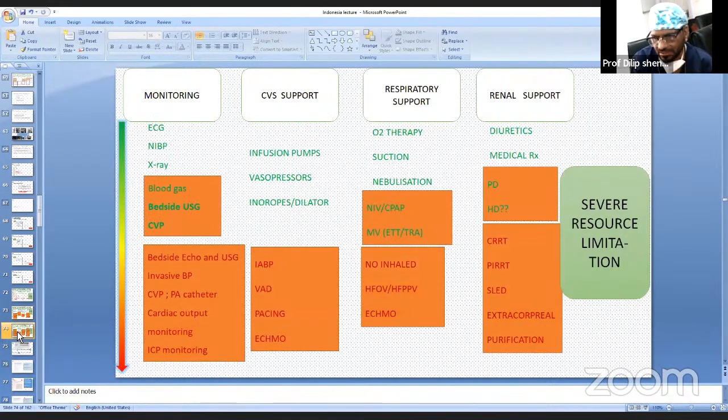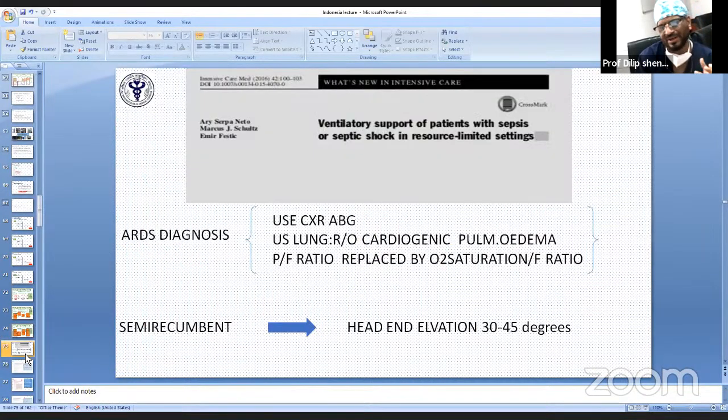Serious resource limitation, as I showed in the earlier slide. Whatever is in red, it may not be available here. For renal support, you may have to depend on peritoneal dialysis, and for respiratory therapy, you may not have access to mechanical ventilation. So that kind of thing. What amount of resource limitation is there is very important, and it varies from country to country, and the poorer the country, the more the limitations are.